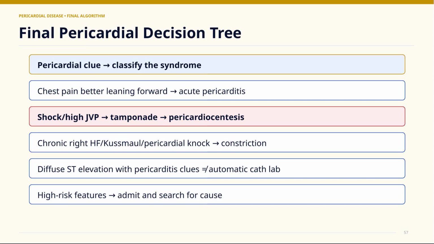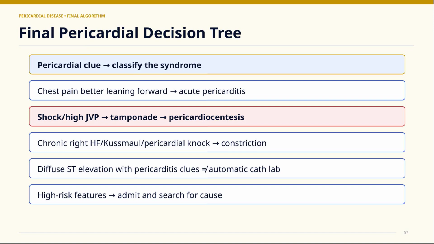And the pearl to end all pearls. If the sac is inflamed, medicate it. If it's squeezing, drain it. If it's scarred, cut it. Here's your final decision tree, the whole lecture in one flowchart. Any pericardial clue. First, classify the syndrome. Chest pain better leaning forward, acute pericarditis.